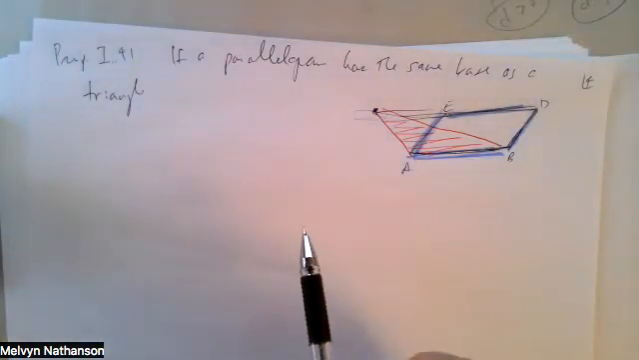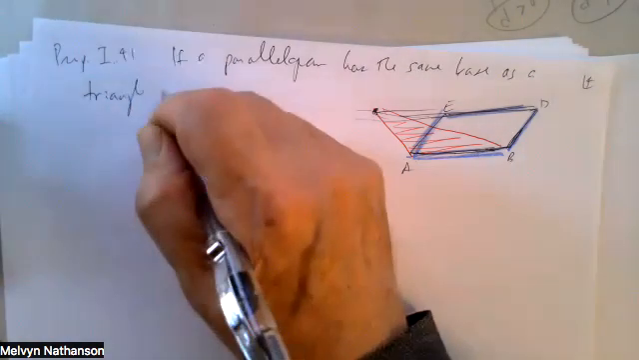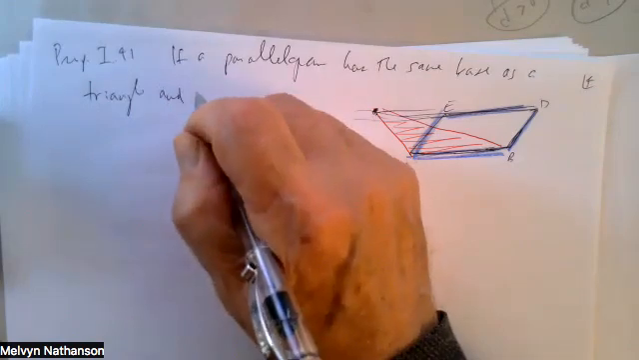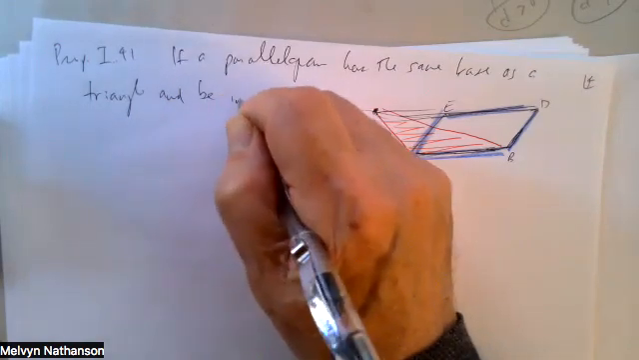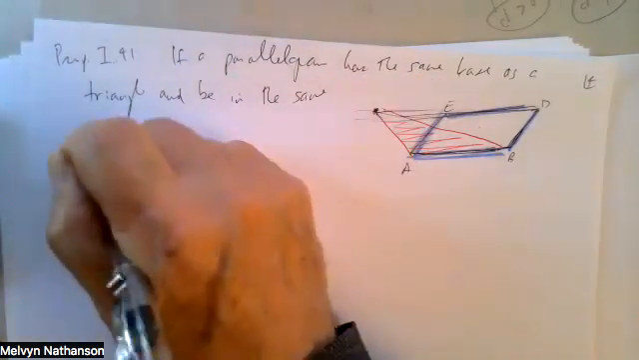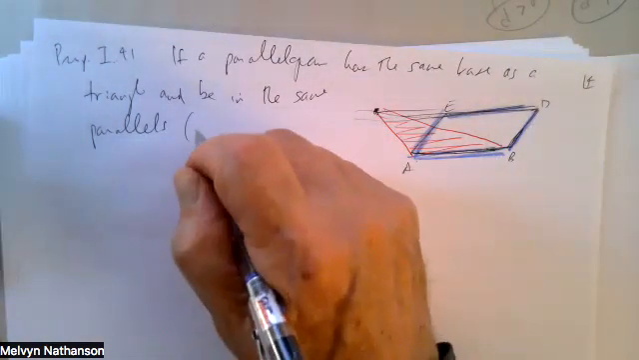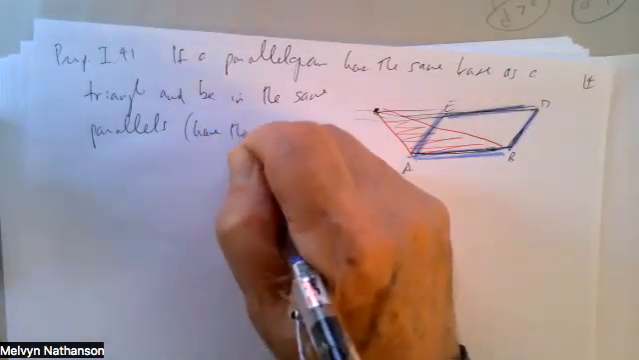So if a parallelogram has the same base as a triangle, and the way it's stated in Euclid and in the book is, and be in the same parallels. Here's a parallel, here's a parallel. In other words, the way we might say it is, have the same height.